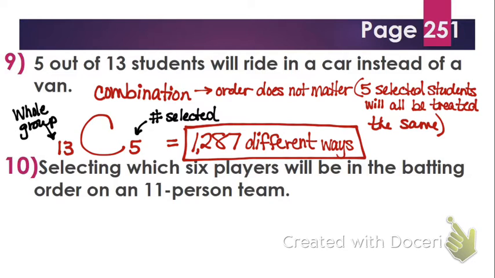All right. Number 10, selecting which 6 players will be in the batting order for an 11-person team. So we talked a little bit about this yesterday. I'm only so-so on baseball, but I'm thinking the coach sitting down in his living room, coming up with the batting order ahead of time. Would he want to put his home run hitter first up to bat? Probably not. He's probably going to want to have those bases loaded and then bring the home run hitter up, right? So does order make a difference here? Yes, which means this is what kind of situation? Permutation.